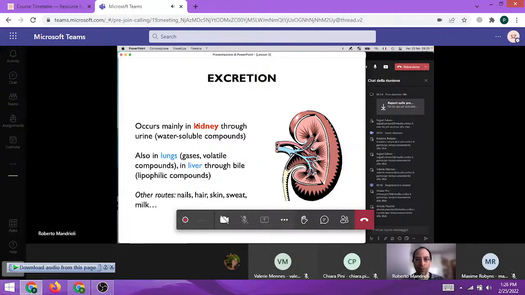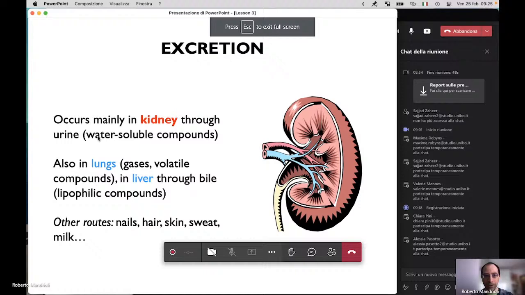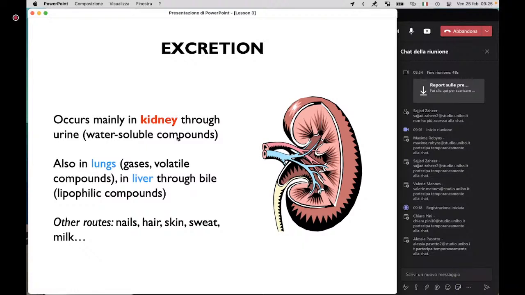Kidneys are able to eliminate mostly water-soluble compounds. So one of the main functions, one of the main actions of biotransformation is exactly transforming lipophilic or heavily lipophilic compounds into more water-soluble compounds so that the kidneys can eliminate those compounds.